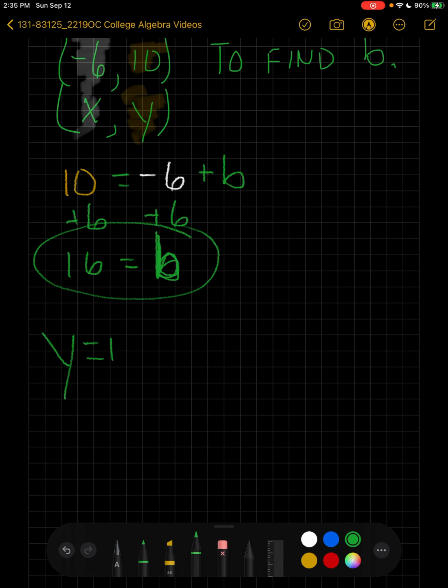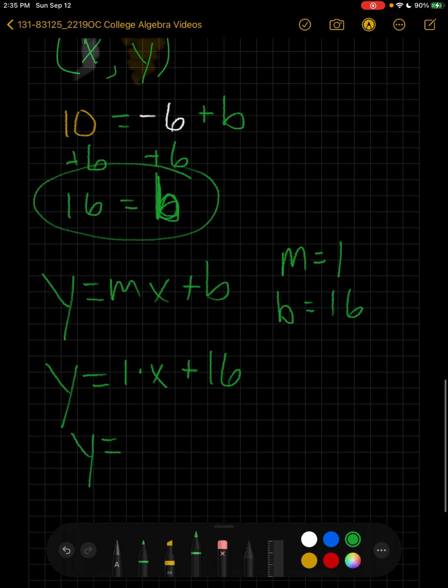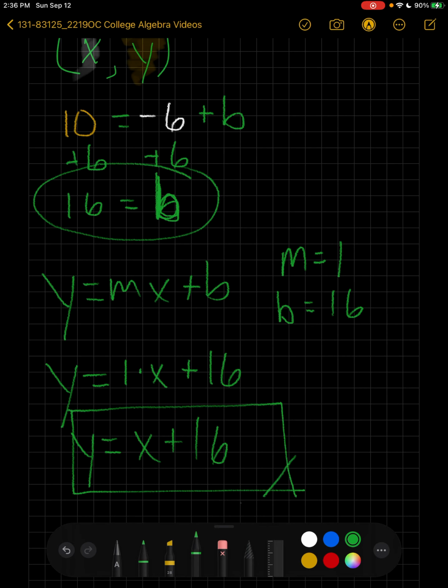So we can plug that in. So we have our equation y is equal to mx plus b. We know m is equal to 1. b is equal to 16. And we can plug that in. y is equal to 1 times x plus 16, which of course in simplified form is just y is equal to x plus 16.